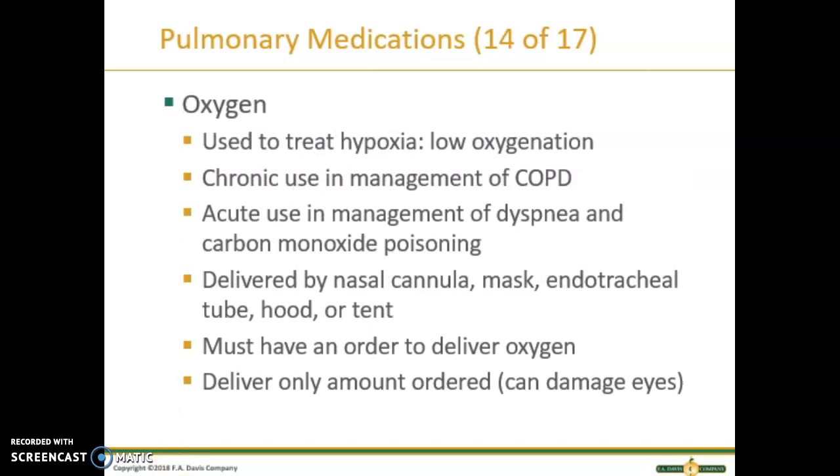Oxygen is used as therapy for hypoxia. Chronic uses include management of COPD. Acute use is needed to treat dyspnea and carbon monoxide poisoning. Oxygen can be delivered via the nasal cannula, mask, endotracheal tube, a hood, or a tent. Oxygen is considered a drug, and therefore it does need to be ordered by the physician. And when we administer it, we need to follow our 3 med checks and our 7 rights and administer it as a drug.